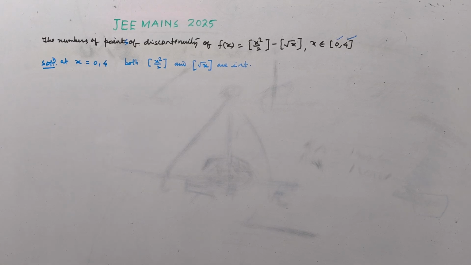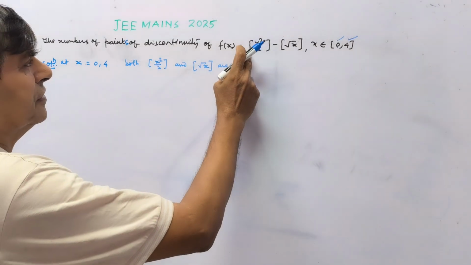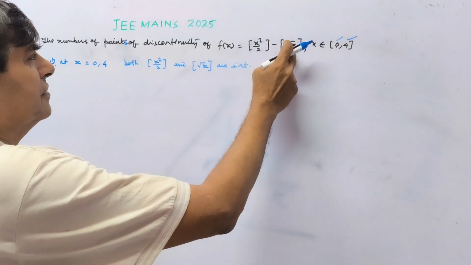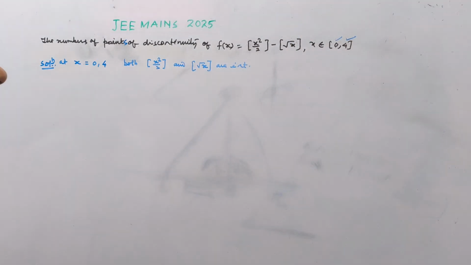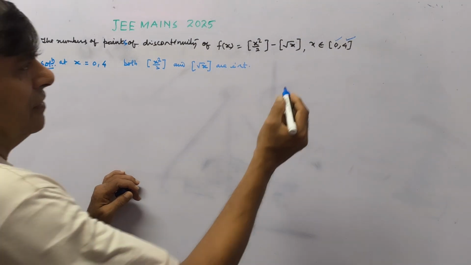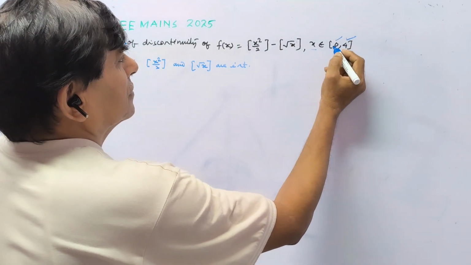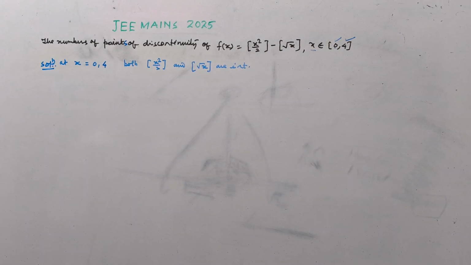Dear students, this is a very good question of JEE Mains 2025. The number of points of discontinuity of f(x) is equal to greatest integer function of x square by 2 minus greatest integer function of square root of x, and x belongs to 0 to 4. It is a closed interval, so we include 0 and 4.